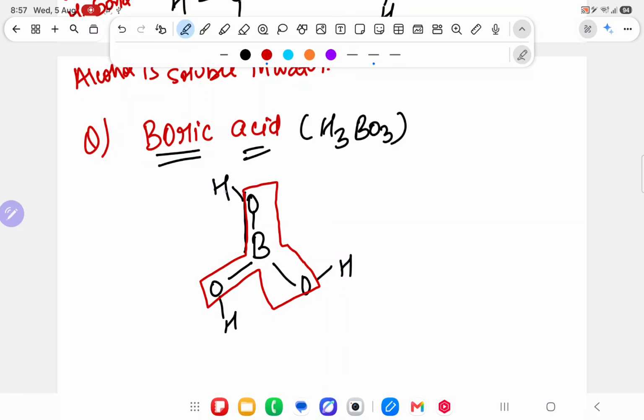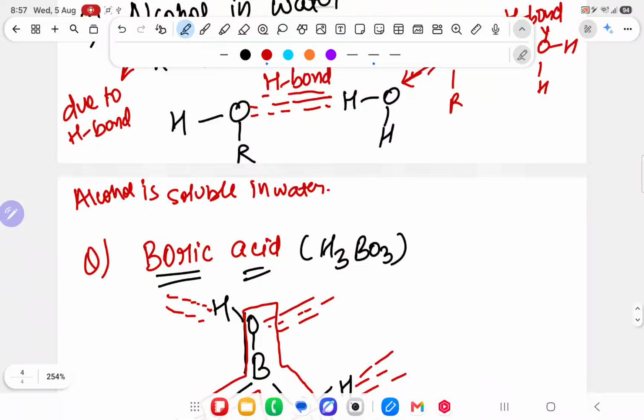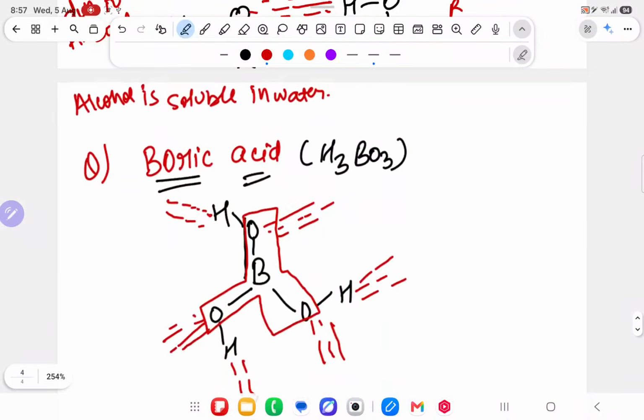This is what happens. This will form the hydrogen bond with other boric acid. This will also form the hydrogen bond from here. This will form the hydrogen bond from here. This will form the hydrogen bond from here. This will form the hydrogen bond from here, and this will form the hydrogen bond from here. Understood the point? So this is whatever example I have taken up to now.